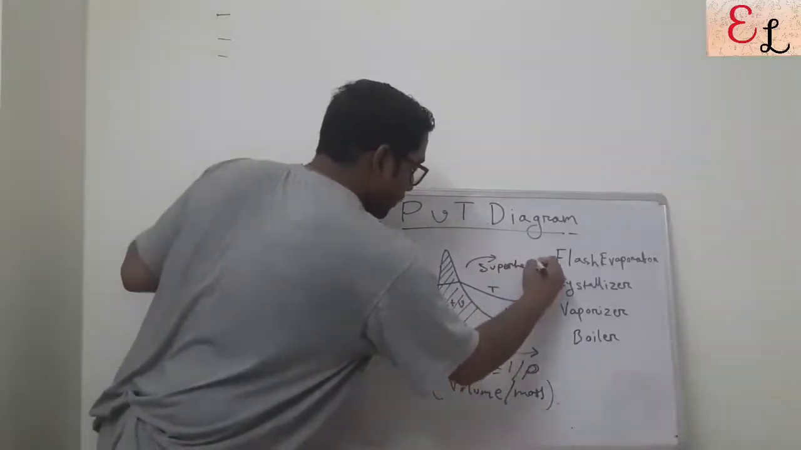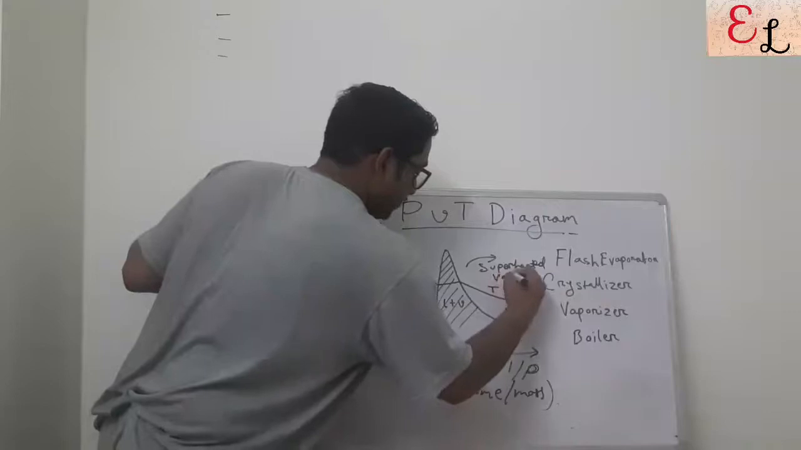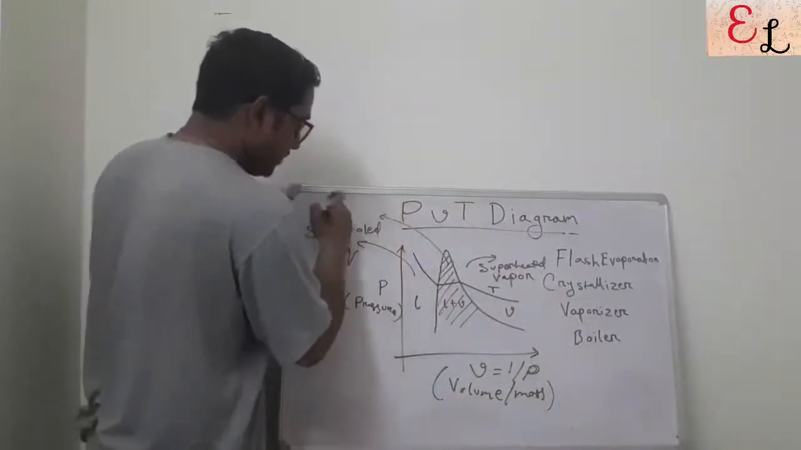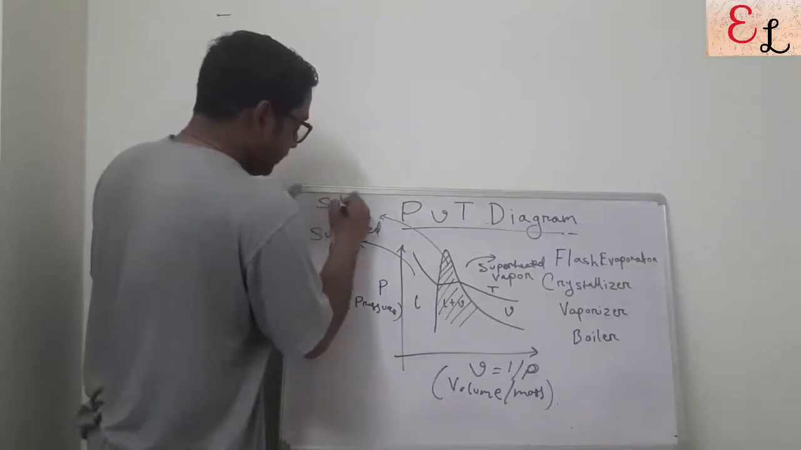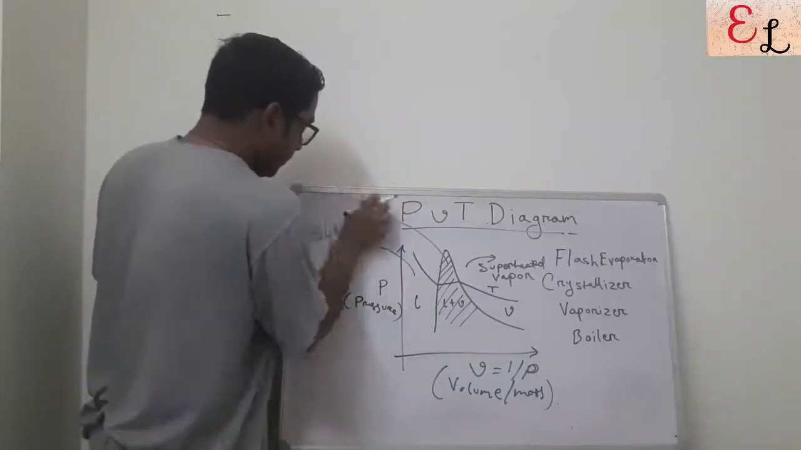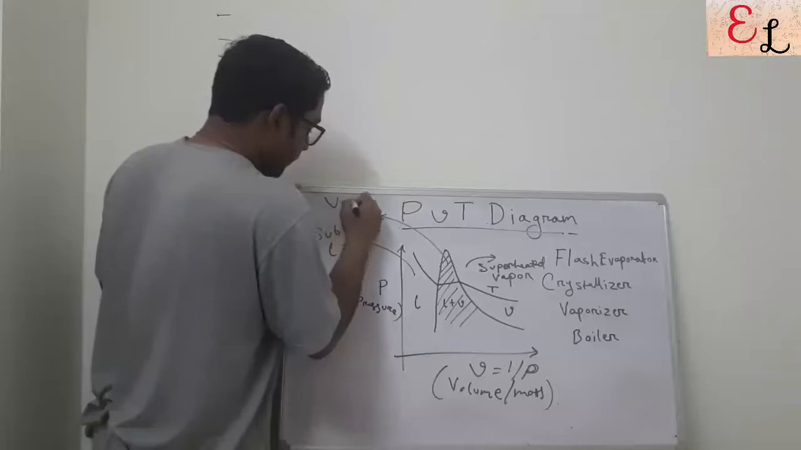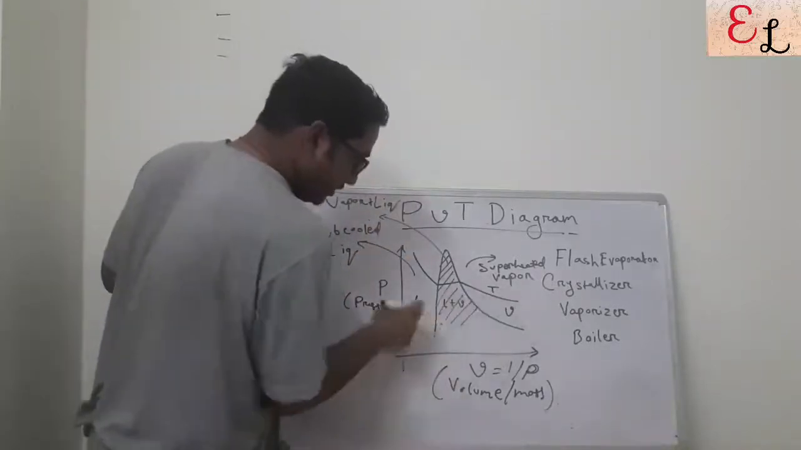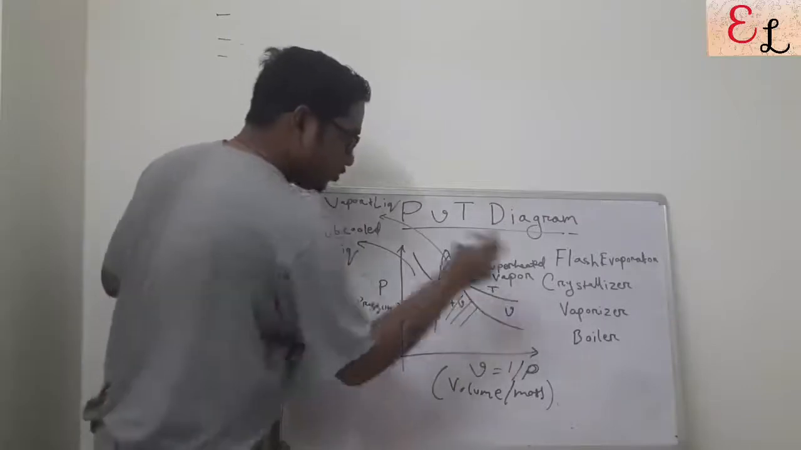Superheated vapor. This is my mixed phase, that is saturated vapor plus liquid, as I've already written, L plus V. This is subcooled liquid, and this is superheated vapor.